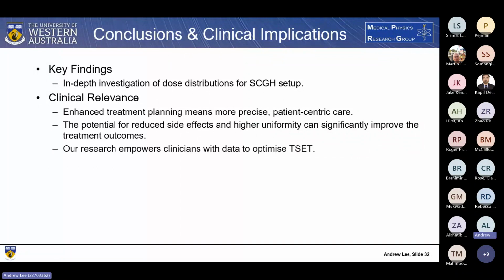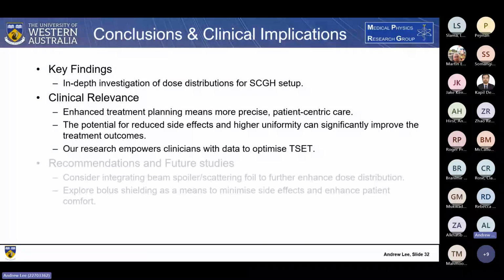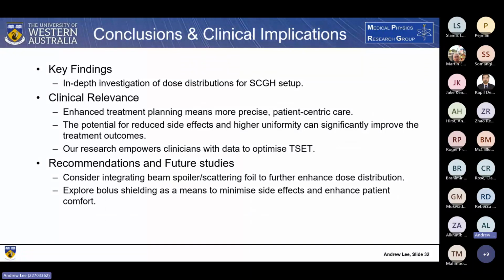This data also allows us to really consider if we need to change our treatment position and how we can optimize this technique at Sir Charles Gairdner Hospital specifically. In terms of recommendations, we can consider the beam spoiler and scanning foil. We can also look at bolus shielding as a means to minimize side effects. So this is primarily for the gonads region, as mentioned earlier, for the males.